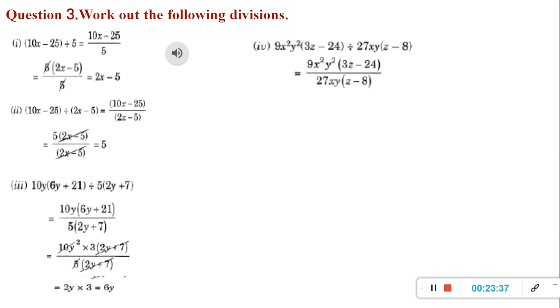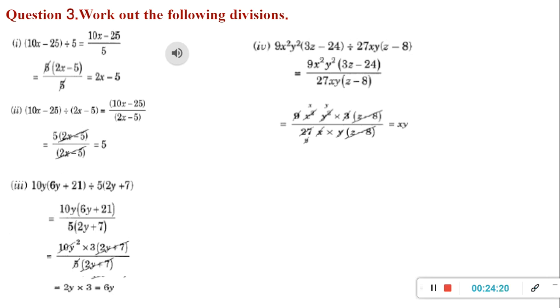Here also down you are having one factor z minus 8. Now up you can see, can we make 3z minus 24 as one factor z minus 8 if we take anything common? Yes. Here 3 we can take common. 3 8s are 24. Then what will be left out there? Z minus 8. After that we can cancel it. Okay. So now we got 9 into x square into y square into 3 into z minus 8 in the numerator, divided by 27 into x into y into z minus 8. First we can cancel z minus 8 by z minus 8. Now then x and y can be cancelled. Then only x and y will remain. One x and y will remain in numerator.